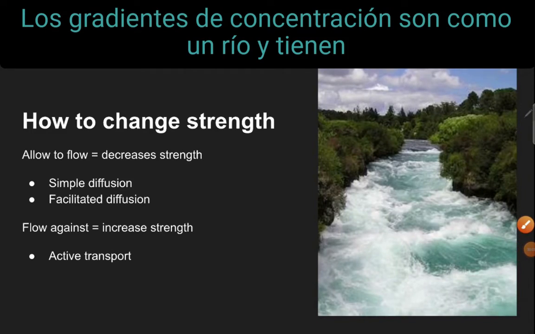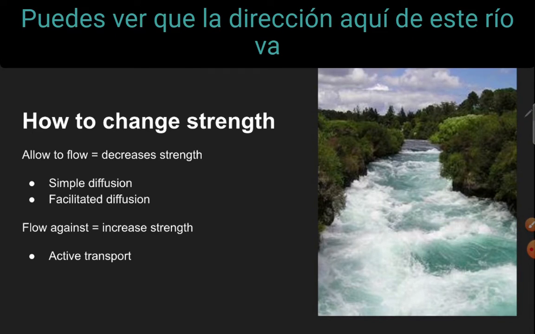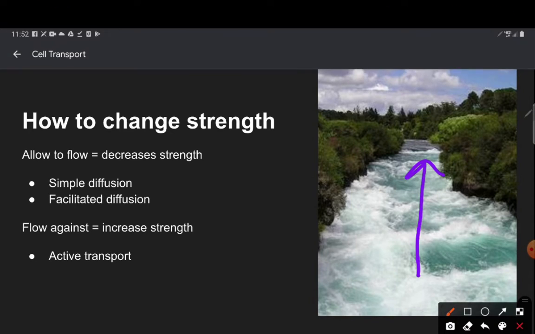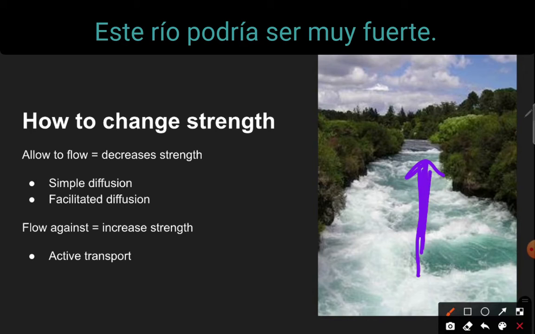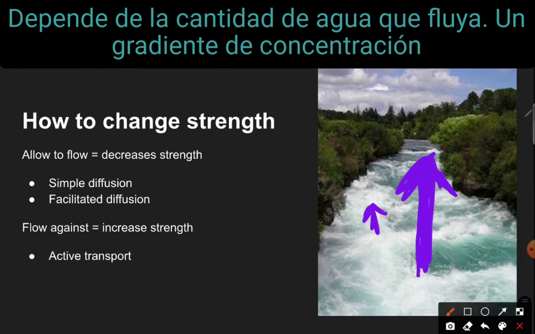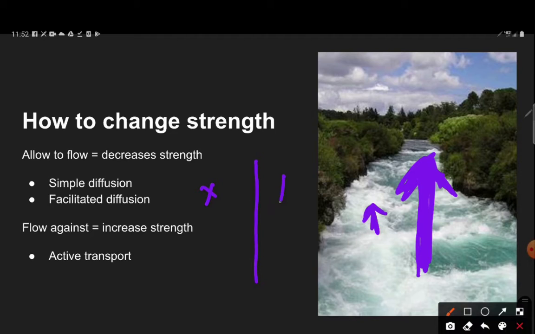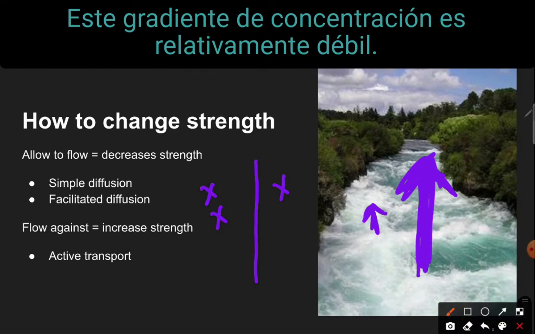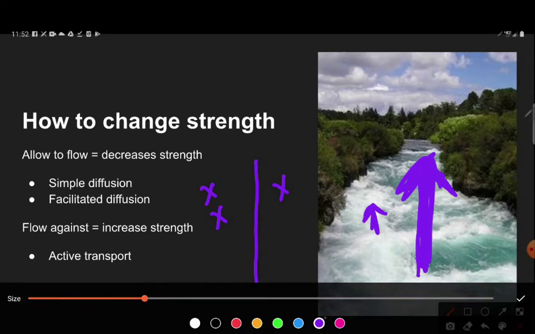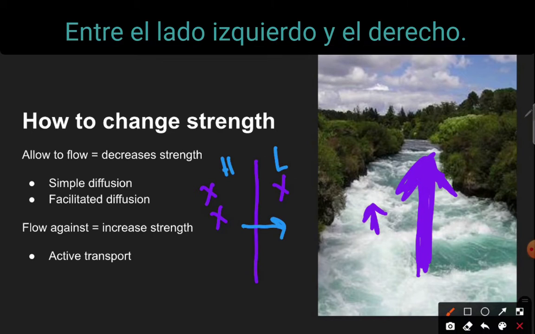Concentration gradients are like a river in that they have a direction and a strength. You could see that the direction here of this river is going this way. This river could be very strong, or it could be very weak. It depends on how much water is flowing. A concentration gradient can have a different amount of strength as well. This concentration gradient is relatively weak. There isn't much difference between the left and the right side.